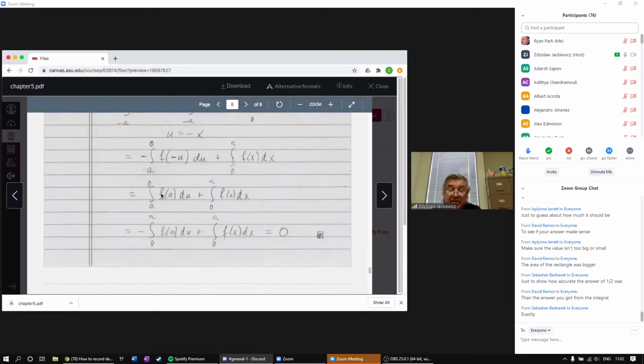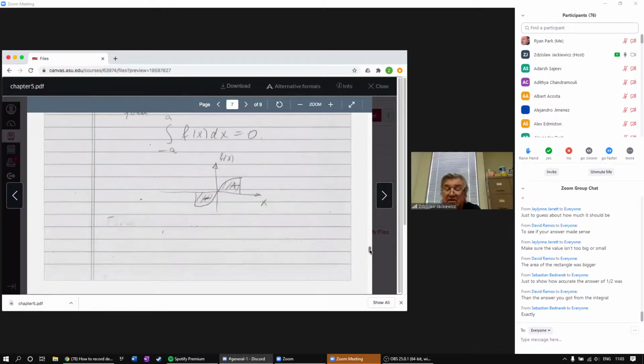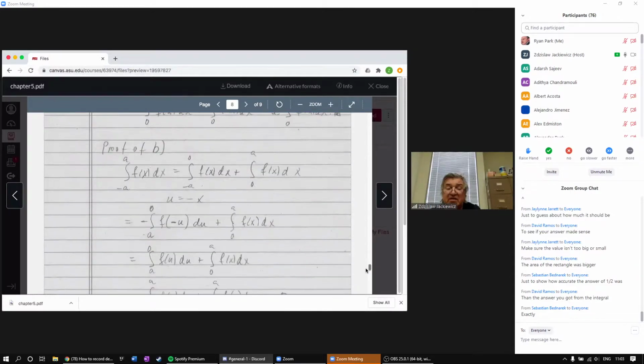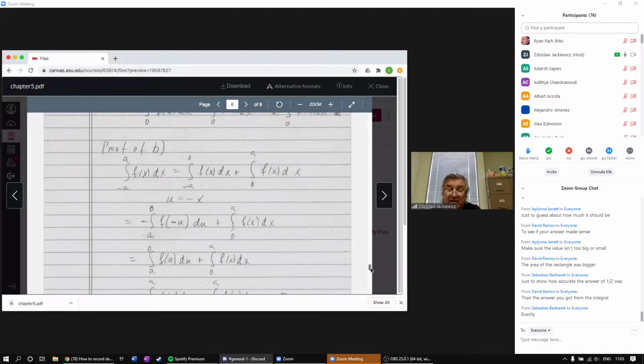So you get this, then you see from a to 0 is minus from 0 to a, this and this cancels, you get 0. So you have a formal proof, but again, it's easier to see on the picture. The picture is here. If you want, try to understand all the details. There's enough information here to understand this.